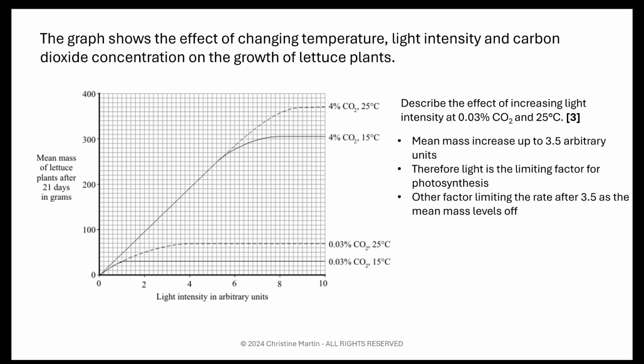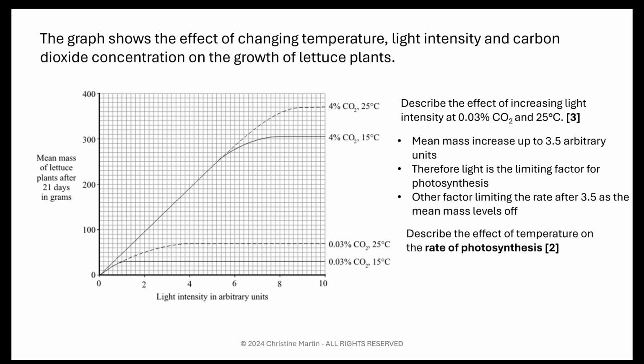So we can quite clearly say in that first one, to describe the effects of increasing light intensity, the effect of light intensity is that it's limiting it up to the point before the leveling off. After the leveling off, something else is limiting the rate of photosynthesis.